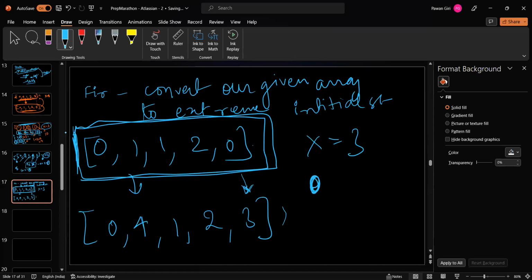We'll start from 0. We'll check, okay, can we get 0? Is 0 present? Okay. Then we'll check, can we generate 1? Can we generate 2, 3, and so on? Okay.